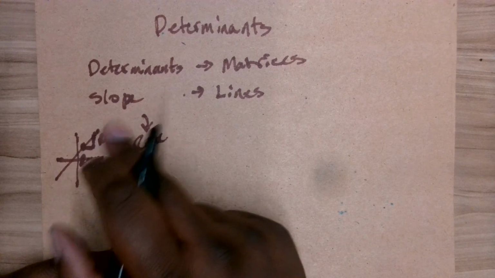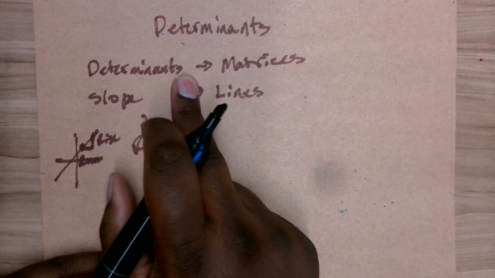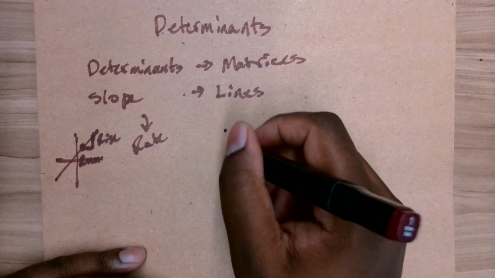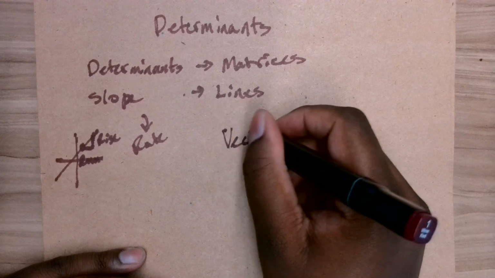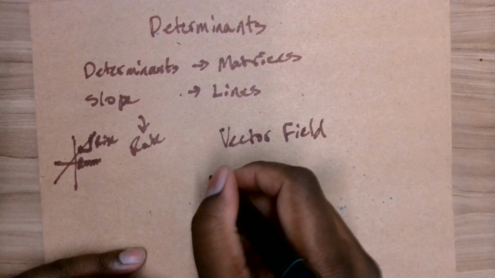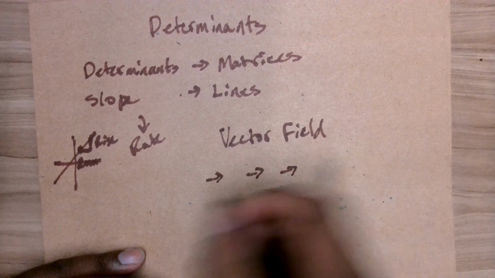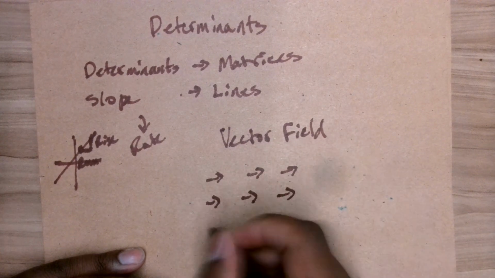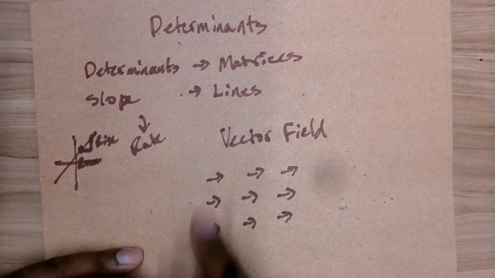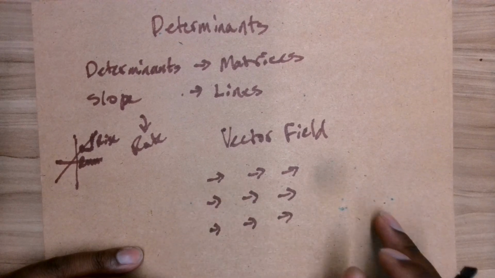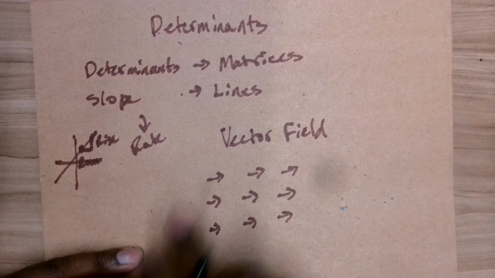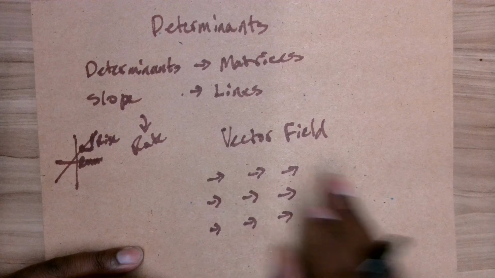If your slope is the rate of one line, your determinant is a rate of what we call a vector field. A vector field, if you're not aware, is something with a whole bunch of vectors in it. We're going to talk about vectors more in the next section. But think of a vector field as anything that flows. For example, the current of a river is a vector field because it's all flowing in a particular direction. Y'all see what I'm saying?